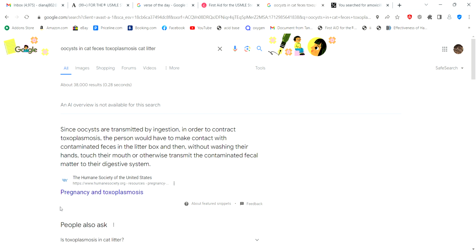Okay, oocysts in cat feces. Pregnant woman changes litter box, and touches face, touches lips without washing hands. So she ingests oocysts.